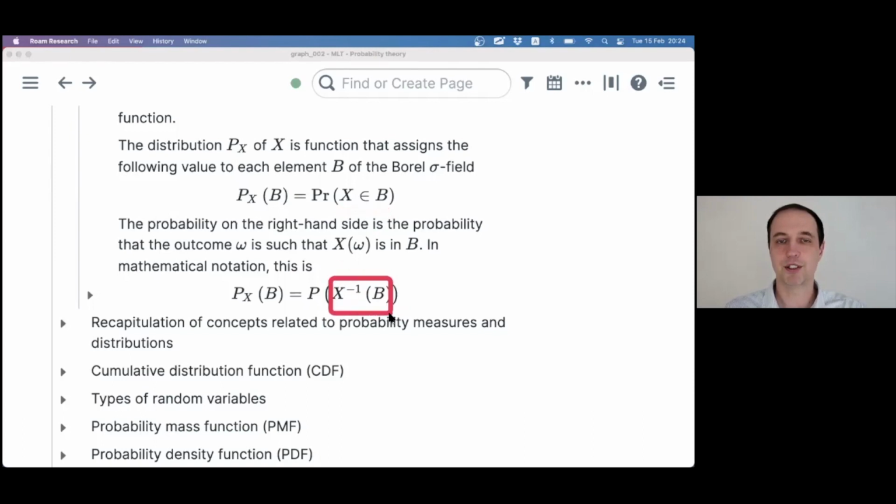That was this pre-image x inverse B, and we would look up the probability measure of that. And that would give us the distribution of x evaluated for this set B. Now, again, this sounds a little bit complicated, but basically what you are doing here is you specify some region or some range to which x should belong. Then you look up all of the possible outcomes that are consistent with x belonging to that set B. Then you look up the probability measure of that set.